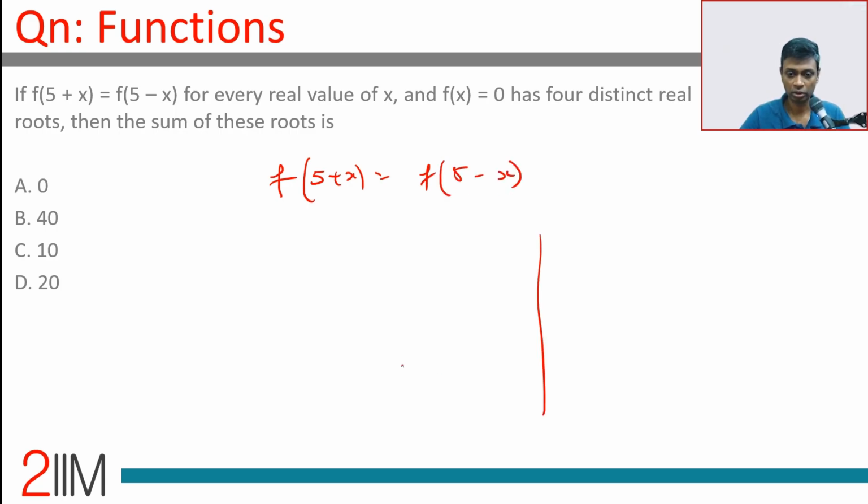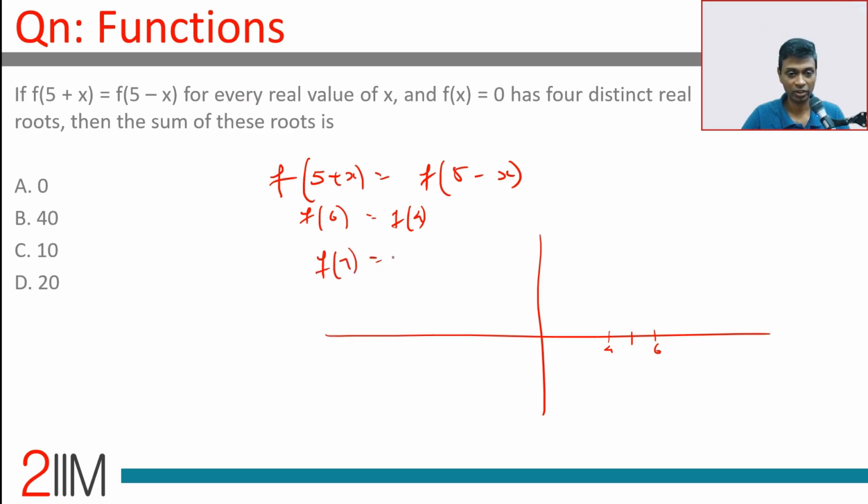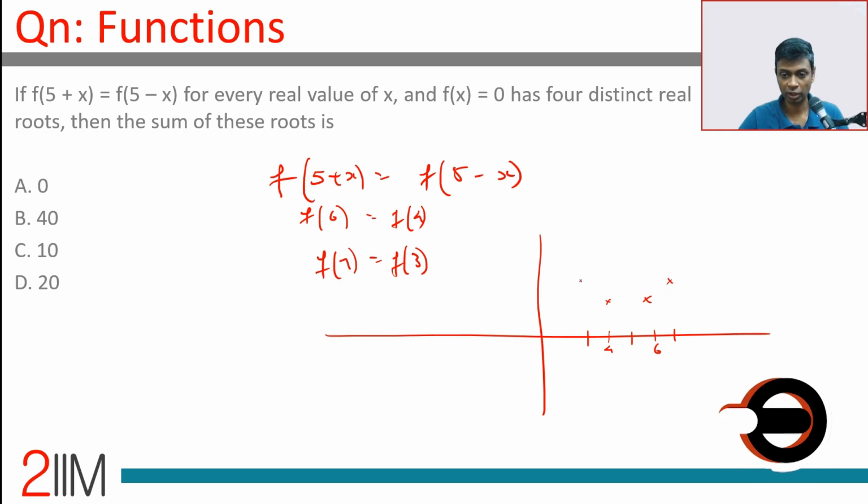And so think about this. We draw the graph. F of 5 plus x is equal to f of 5 minus x. So f of 6 is f of 4. So you have 6 and 4. F of 7 is equal to f of 3. 7 and 3. If f of 6 were here, f of 4 would be here. If f of 7 were here, f of 3 would be here. Whatever value in between, it will be like that. So some curve like this, some curve like this, some curve like this.